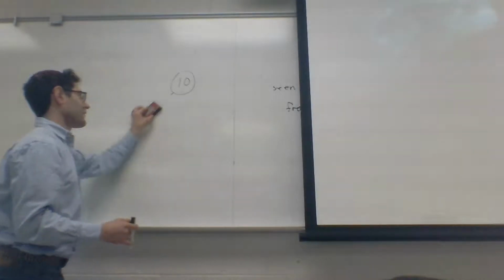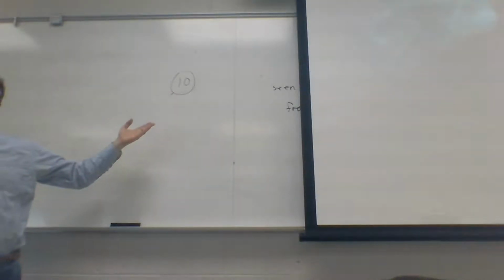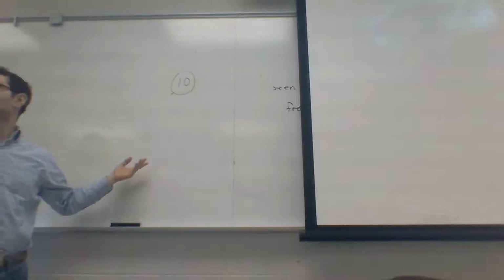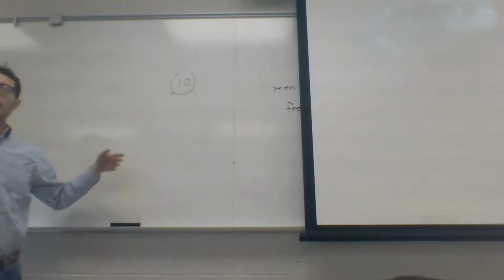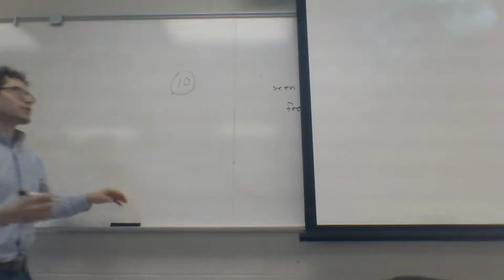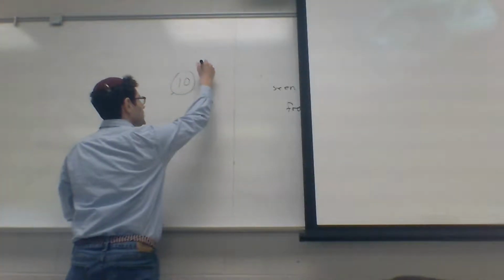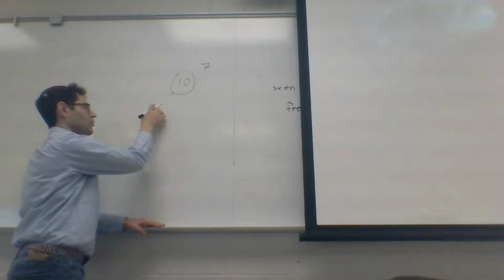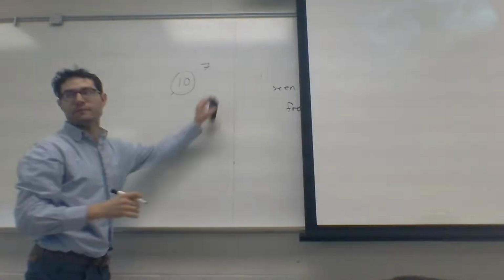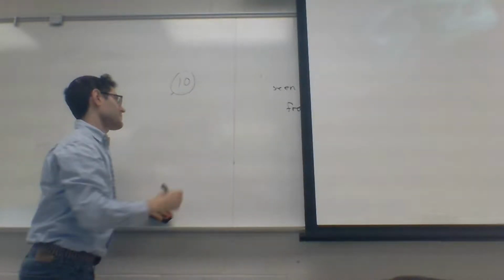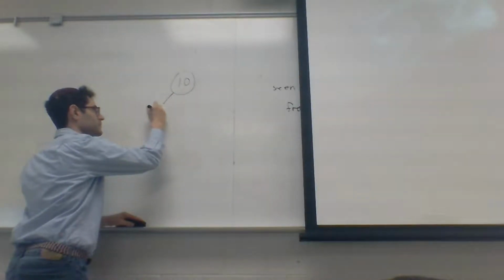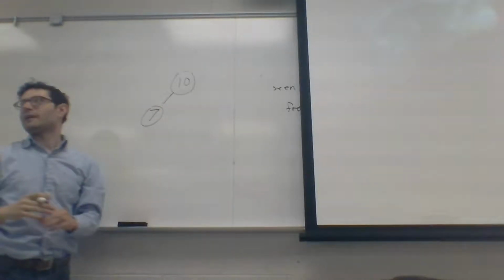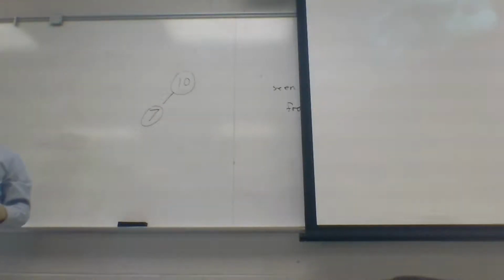Suppose I wanted to add the value 7 to this tree. What do we do? Right, values that are less than go to the left. So we want to add 7 to this tree. 7 is less than 10, so we go to the left subtree. The left subtree is empty, so we simply stick 7 right there. It's a fairly straightforward process.